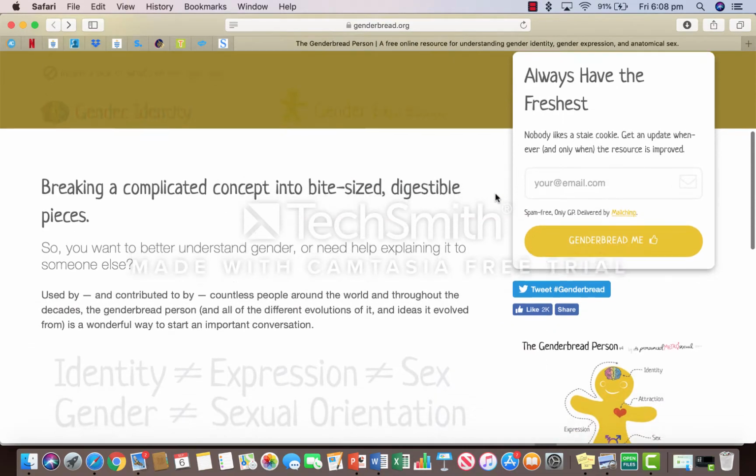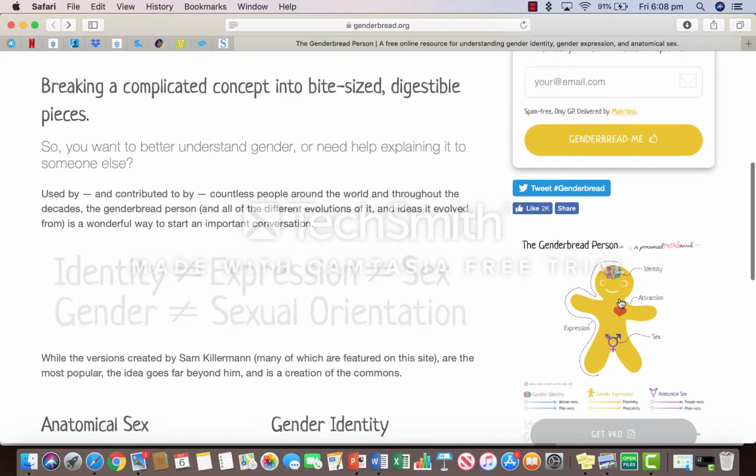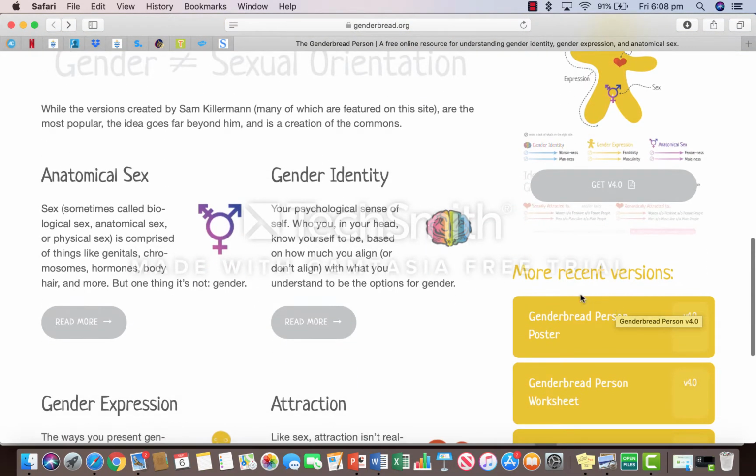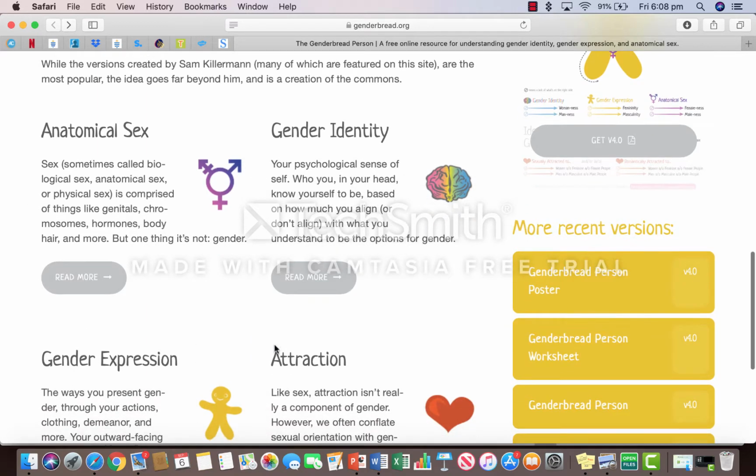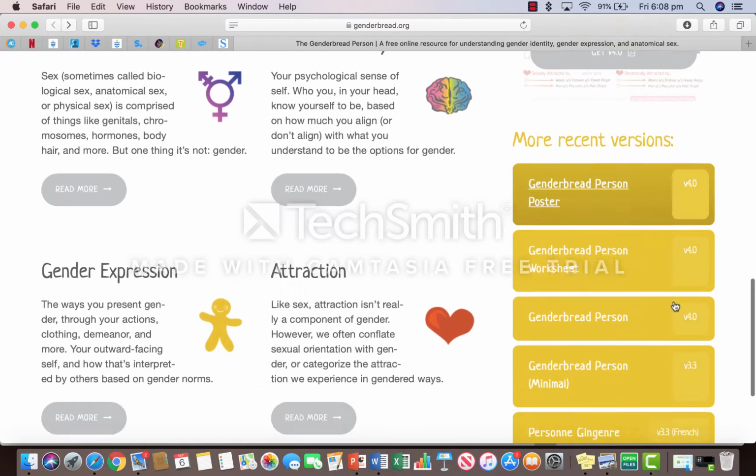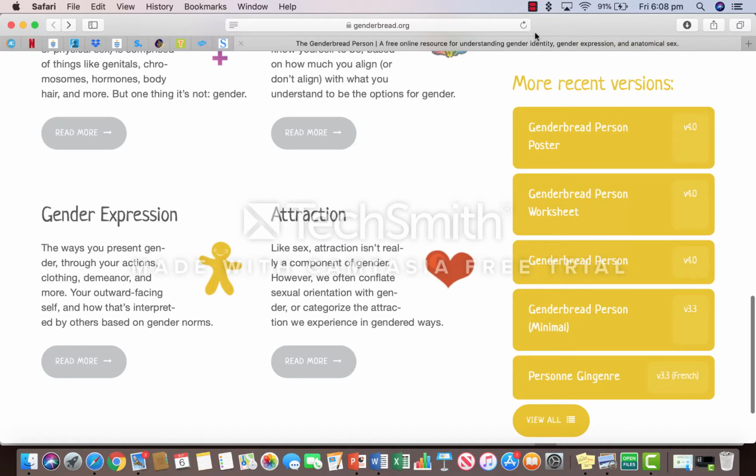If I scroll down a little, it'll show me a bit of information, and to the side here is a poster. Down here are the elements that the students will be learning about, with sentences describing what each topic is about, and to the side here are different versions of the posters.